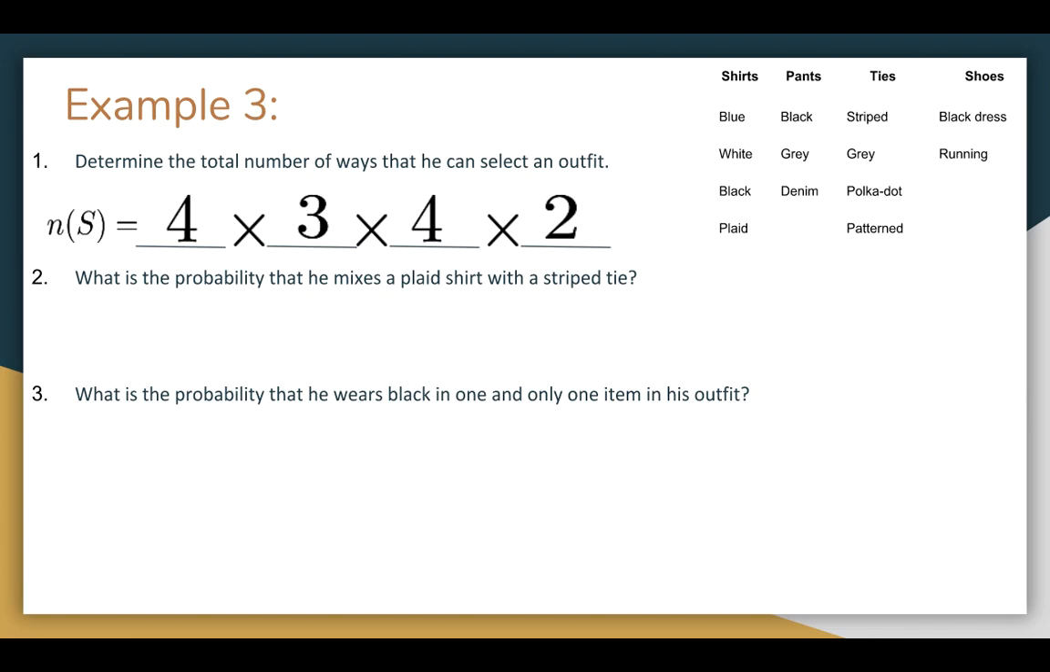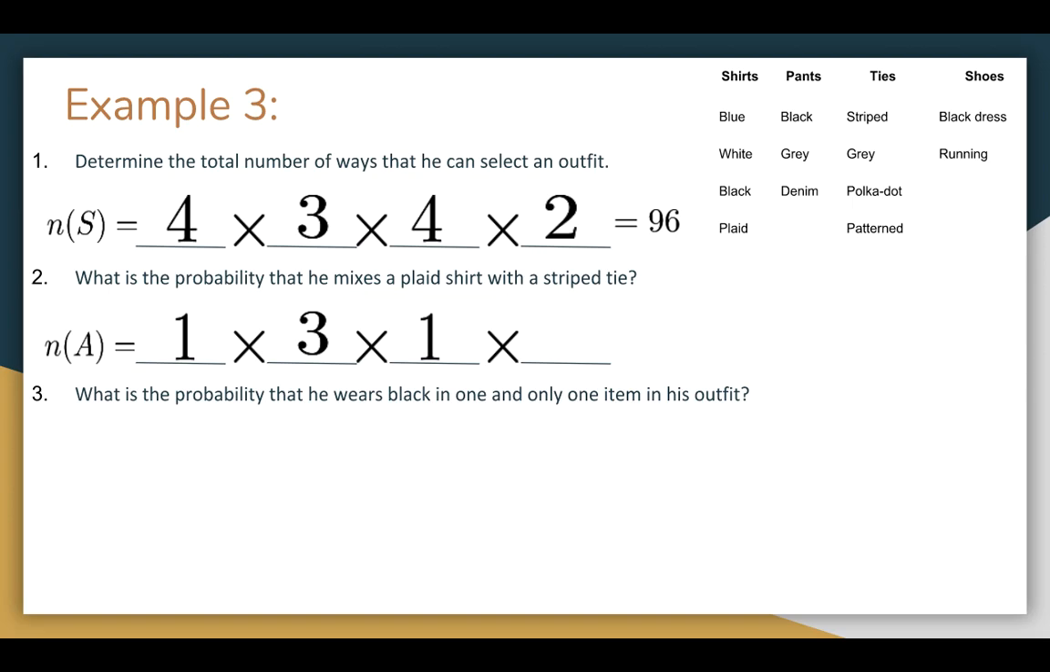Probability: mix a plaid shirt with a striped tie. N of A is going to be in 4 cases or 4 slots as well. We need a plaid shirt, so there's one way to do that. We need a striped tie, which is one way to do that. 3 ways to do the pants, doesn't matter, and 2 ways to do the shoes, so 6 ways. So the probability is 6 out of 96.